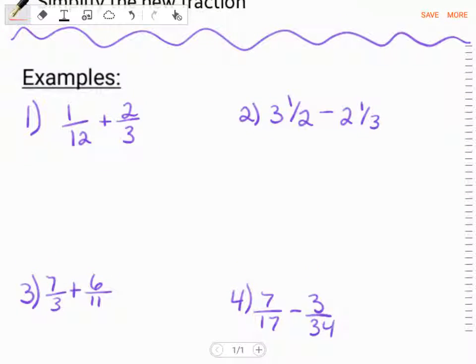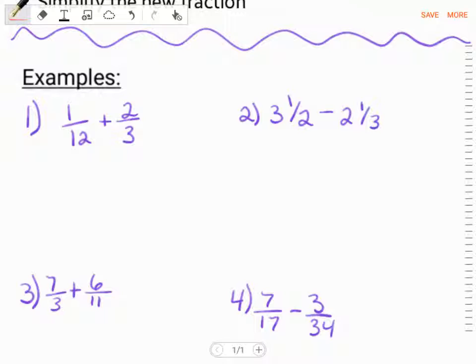This first example, I've got 1/12 plus 2/3. So I'm going to think about what is probably the lowest common denominator that I can have. That's what we kind of use as a term, a lowest common denominator. You can think of that as also your least common multiple between the two numbers. So if you think back to how you found least common multiple, you can think of the different multiples of these numbers and find the smallest one that they would have in common.